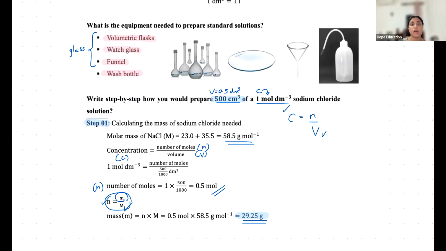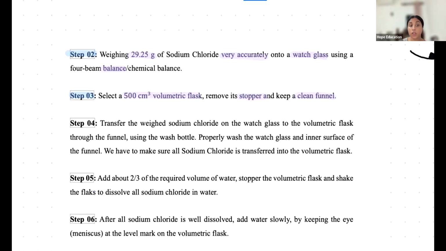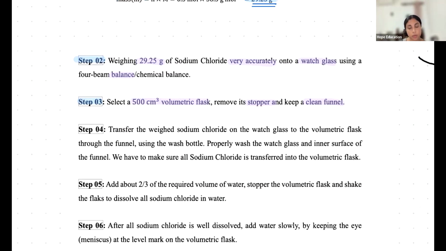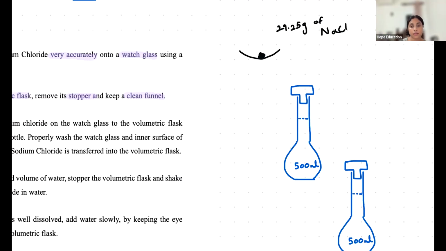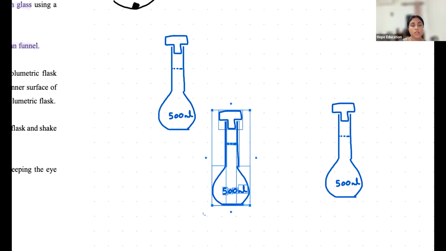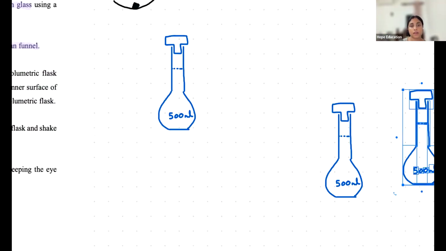So I chose a volumetric flask of volume 500 milliliters or 500 cubic centimeters. But among a volumetric flask, what I do is I remove its stopper.